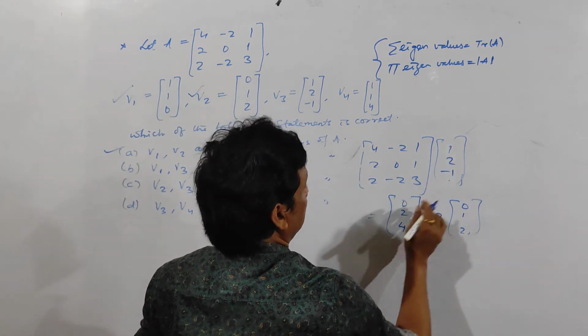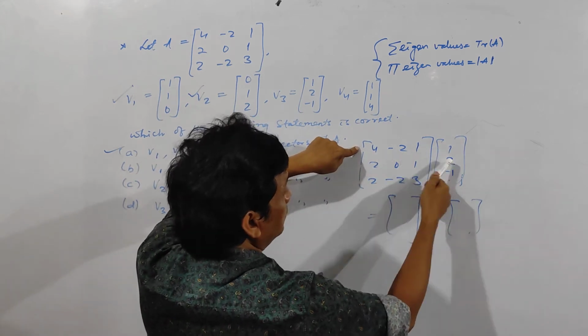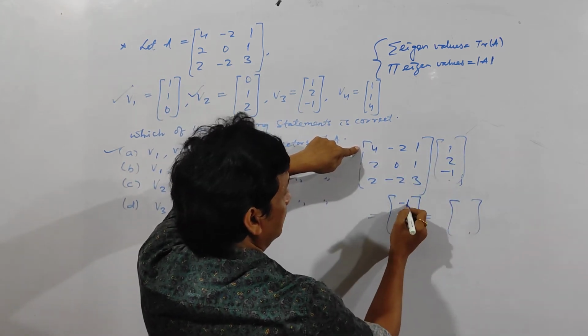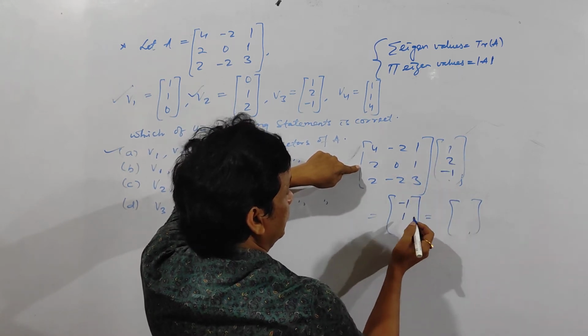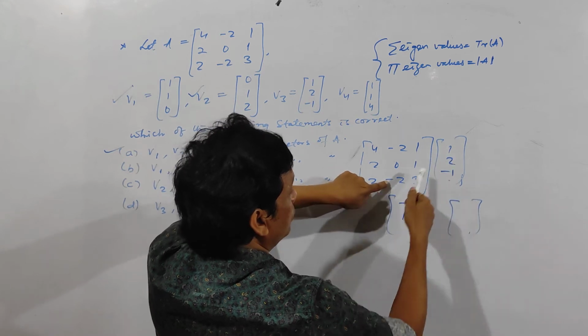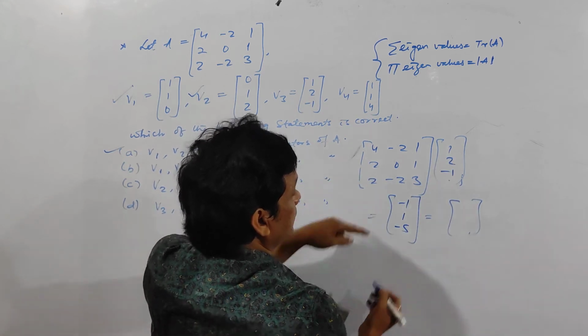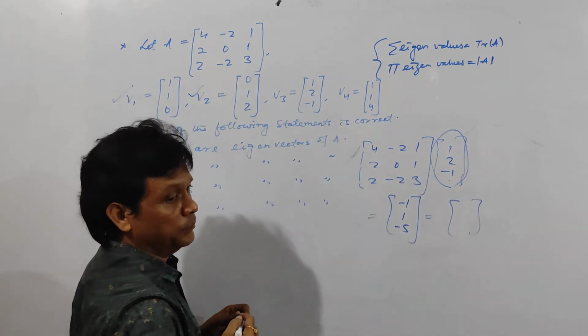1, 2, minus 1. So what are the results? 4 minus 4, cancel out. Then minus 1. Then it is 2, 0, minus 1. 2 minus 1 is 1. That means again 2 minus 4, it is minus 2, minus 2, minus 3, minus 5. Clear? So this is not equal to this vector. So this is not an eigenvector. V3 is not an eigenvector.